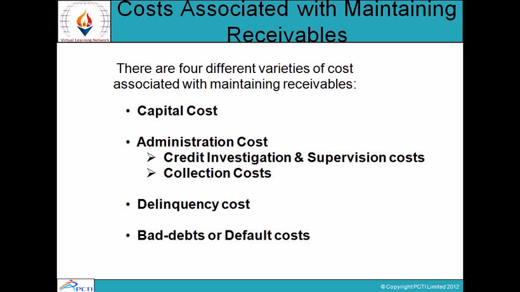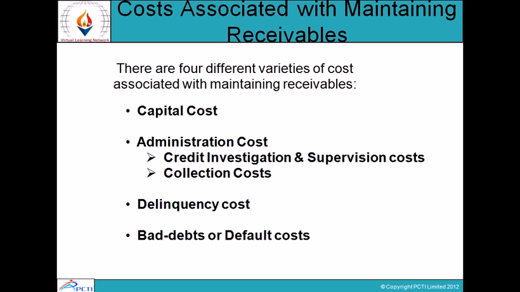And the next is bad debt or default cost. All the sales you made on credit will not necessarily come back to you as cash. There would be something which you will not recover. The seller has run away.